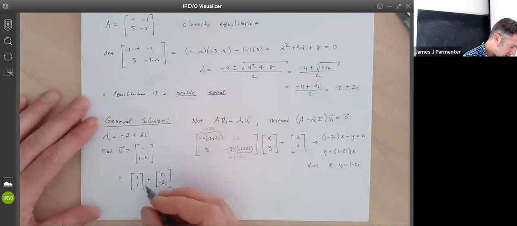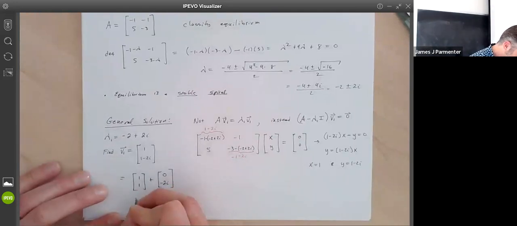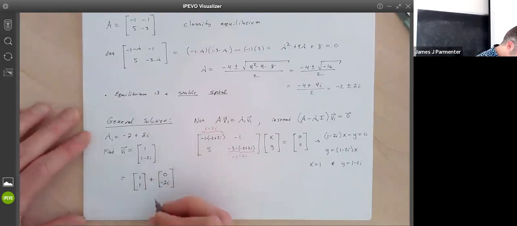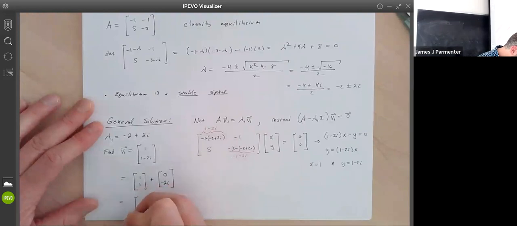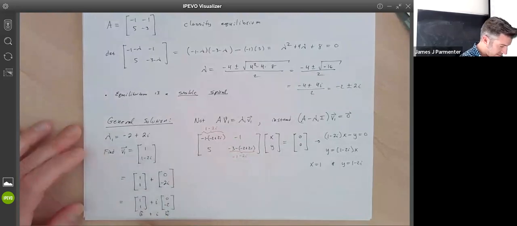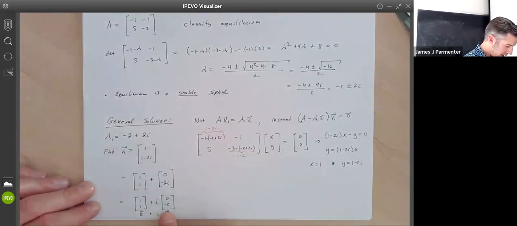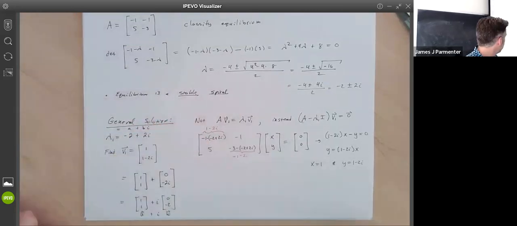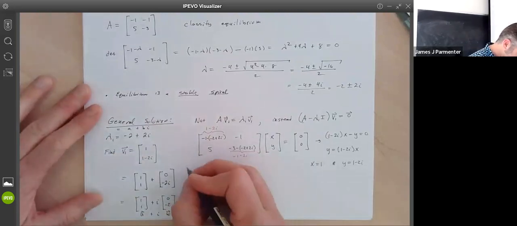Okay, so if we're looking at equation 13, this is our U plus our I times W. So I should really write this as 1, 1 plus I times 0, -2. And that's my U plus my I times W. Okay, so then if you have your U and your W and your A and your B, then here's the general solution.